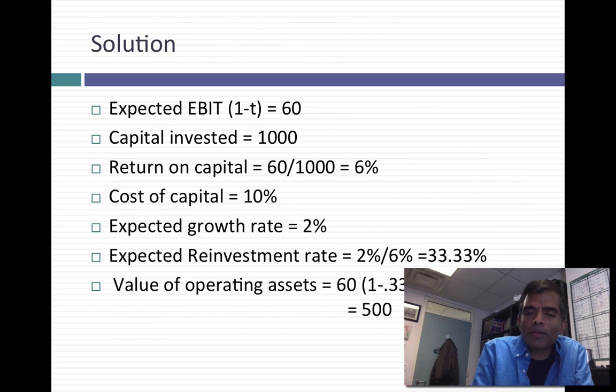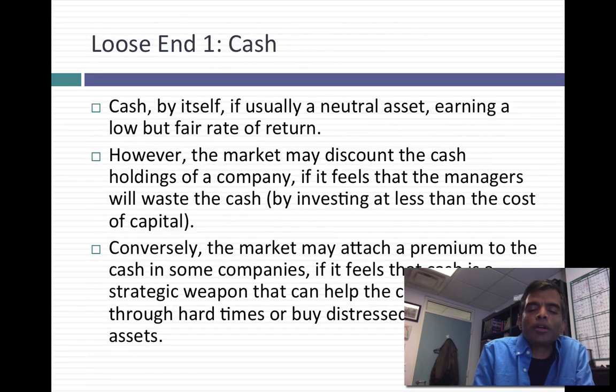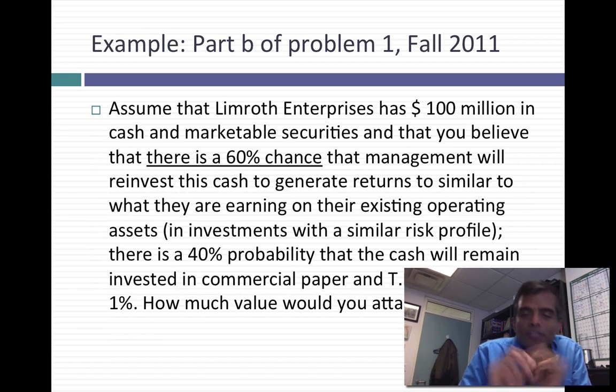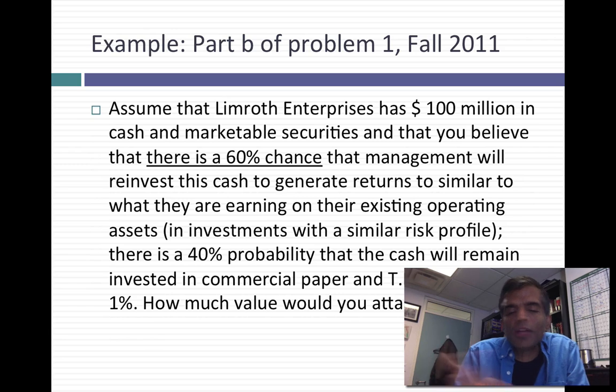So let me go back to the problem. This is the company that's earning a 6% return on capital when it should be earning a 10% cost of capital, right? There's a 60% chance, I'm saying, that this company will take the 100 million in cash and do what it's done with the rest of its capital: invest in projects that earn 6% when the cost of capital is 10%. So that's what the similar risk profile says.